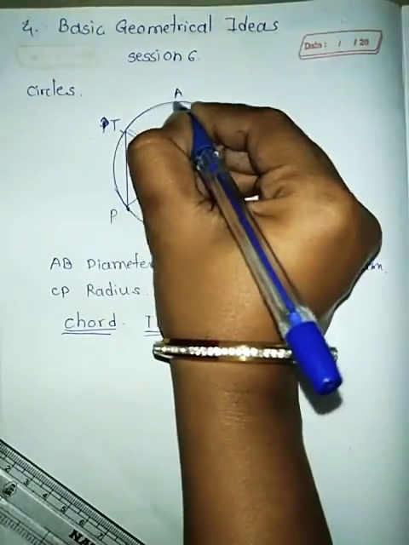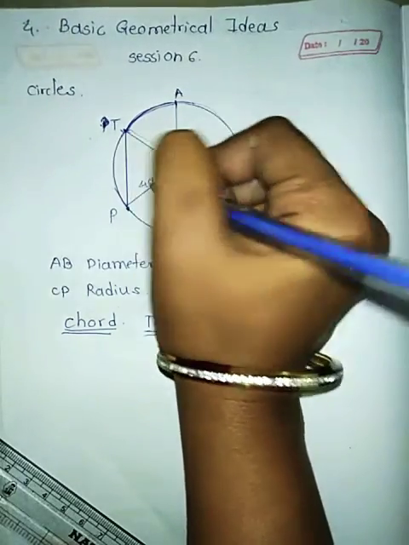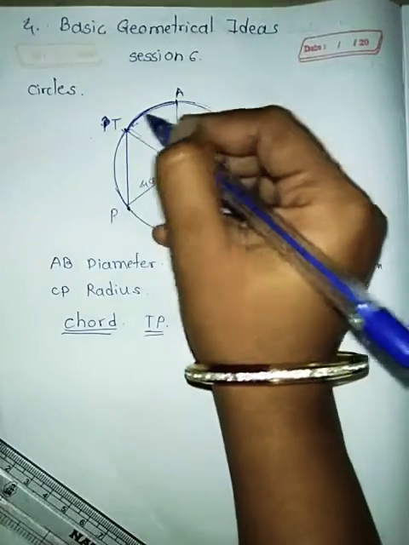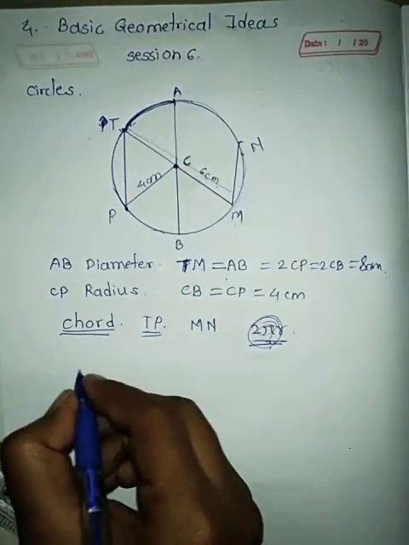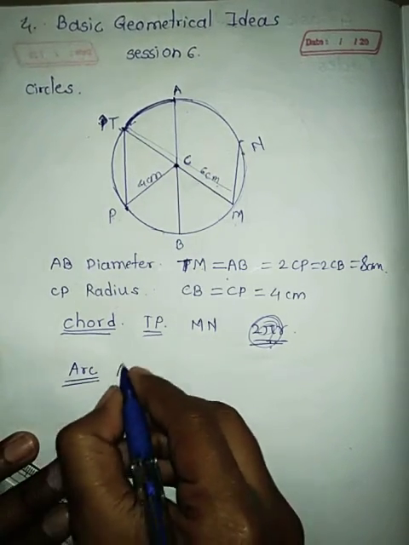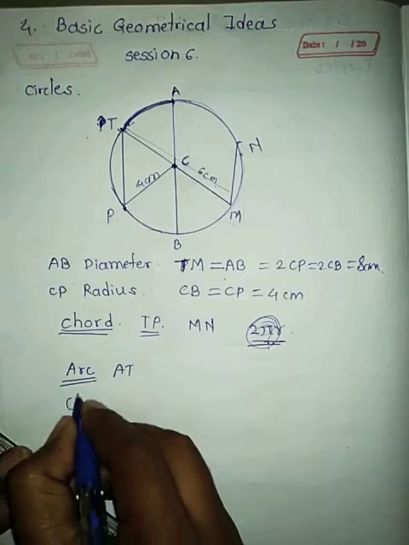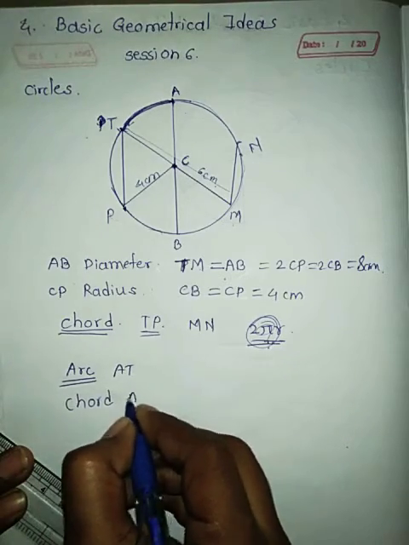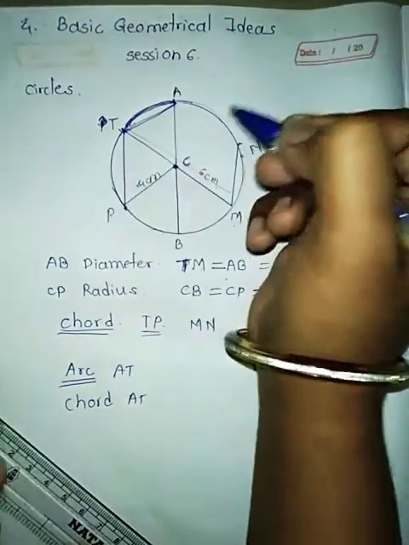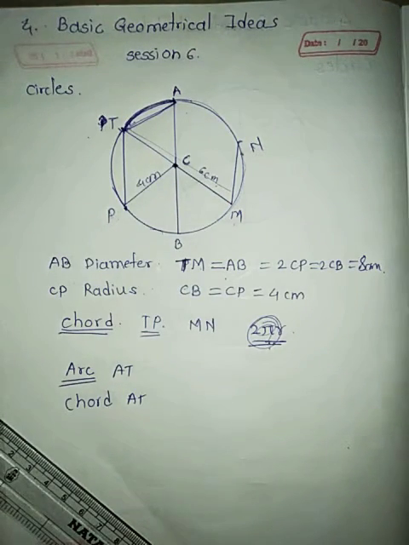Now see, if I go from A to T, the portion of the circle from A to T, not this line, only this portion, that is nothing but called an arc. Arc AT is this. If I say chord AT, then this is the chord, the line joining the 2 points. But an arc is the actual portion of the circle.